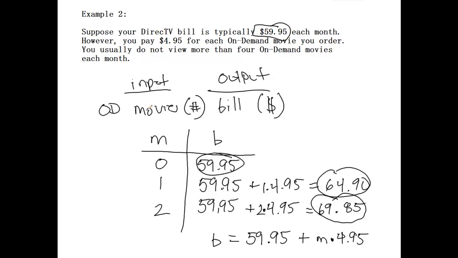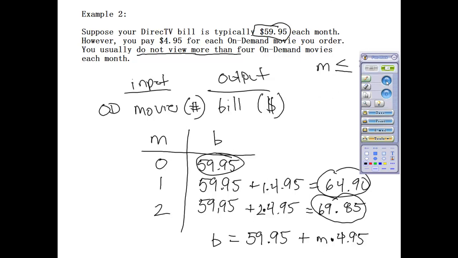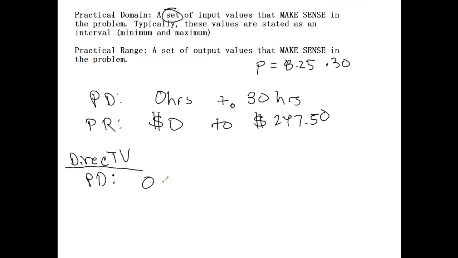Okay, so let's look at the last sentence here. You usually do not view more than 4 on-demand movies each month. So that will tell us that the number of movies, M, is going to be less than or equal to 4. Why is it less than? Because it says you usually do not view more than 4 on-demand movies. If you don't view more than 4, then that means you don't necessarily view exactly 4. That means that it's at most 4. So it's 4 or less. Okay, so in that case, my practical domain would be 0 movies to 4 movies.